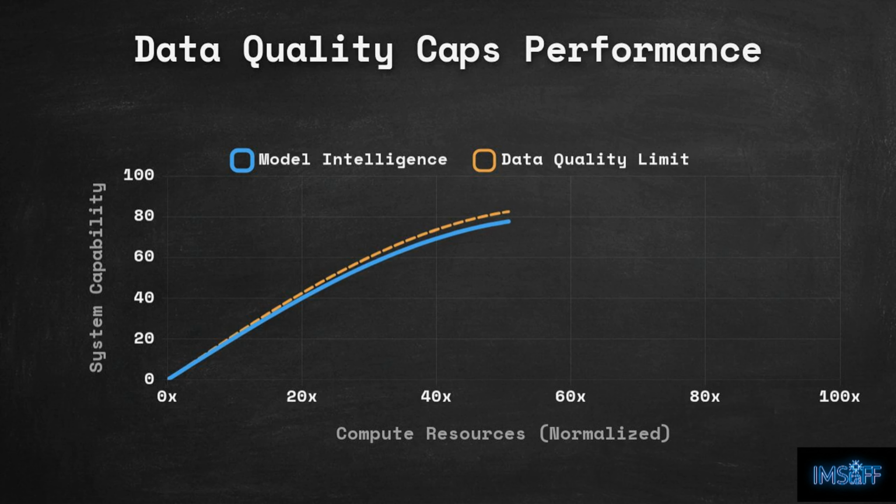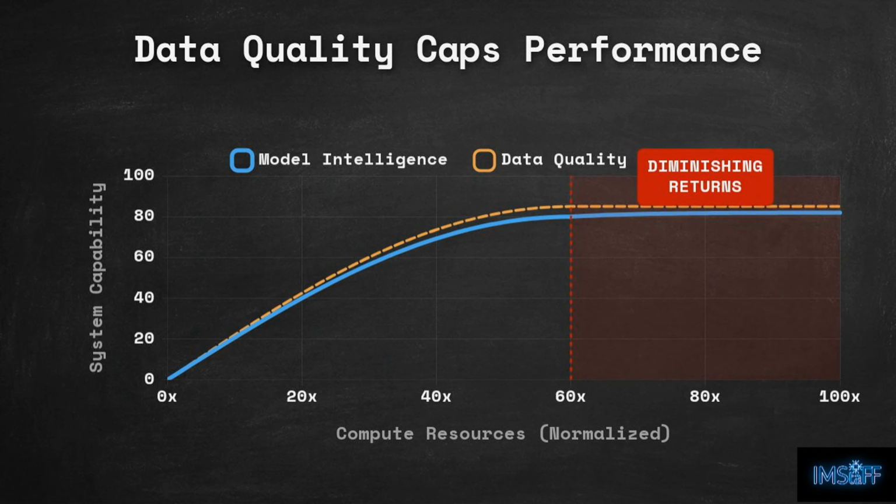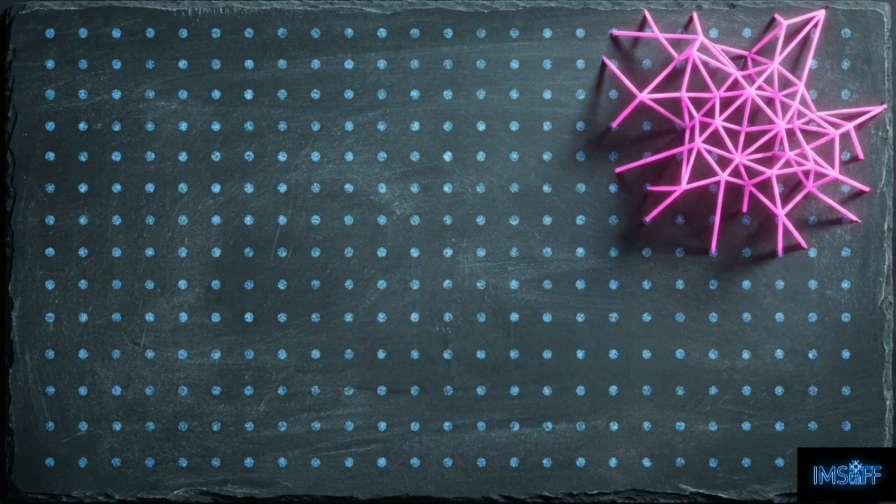In this visualization, the data quality line must track the compute line to maintain the upward trajectory of the Chinchilla scaling principle. Scaling compute alone hits a ceiling of diminishing returns if the quality of real-world training data plateaus. The wildcard is emergent abilities, where scaling compute suddenly unlocks unpredictable new capabilities.